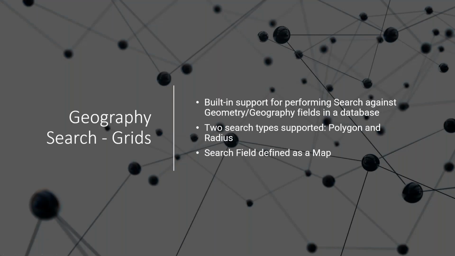In terms of searching against that data, so you've got data, you've encoded it as a location, a point in a geometry or geography field, depending on the database. In terms of searching that, the grid has something built into it called geography search. And what that search lets you do is search those fields that have that geography data in it and do something called a polygon or a radius search. And all of this happens through a search field when it's defined as a map type in the grid.